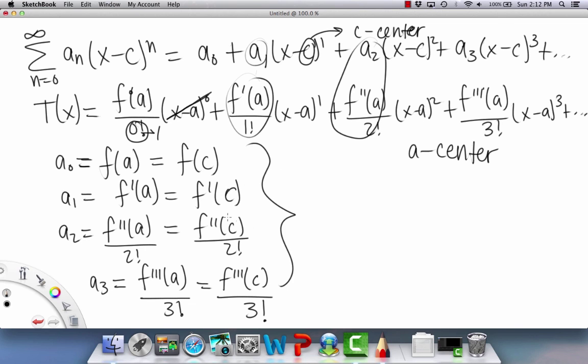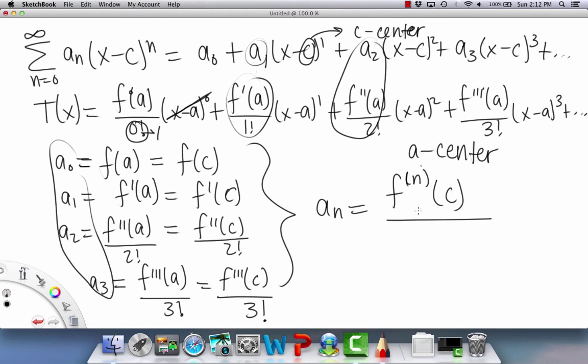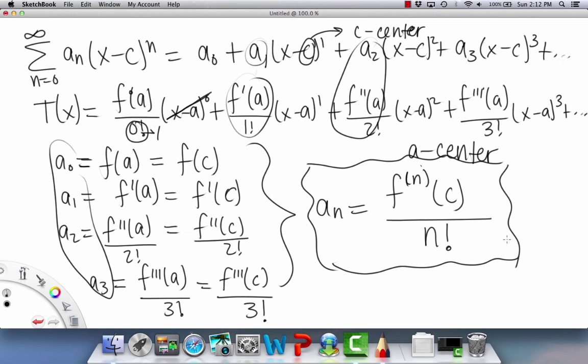from this, we can see that our a sub n, so to get these terms on the left, equals f to the n power, the nth derivative, evaluated at c, which is the center, over n factorial. Because when we had a sub 0, that's our original function, a sub 1 was the first derivative, a sub 2 was the second derivative, so you see how that's connected. Okay, so this is an important relation that we just derived here. I'll move on to the next slide so we have some more room.